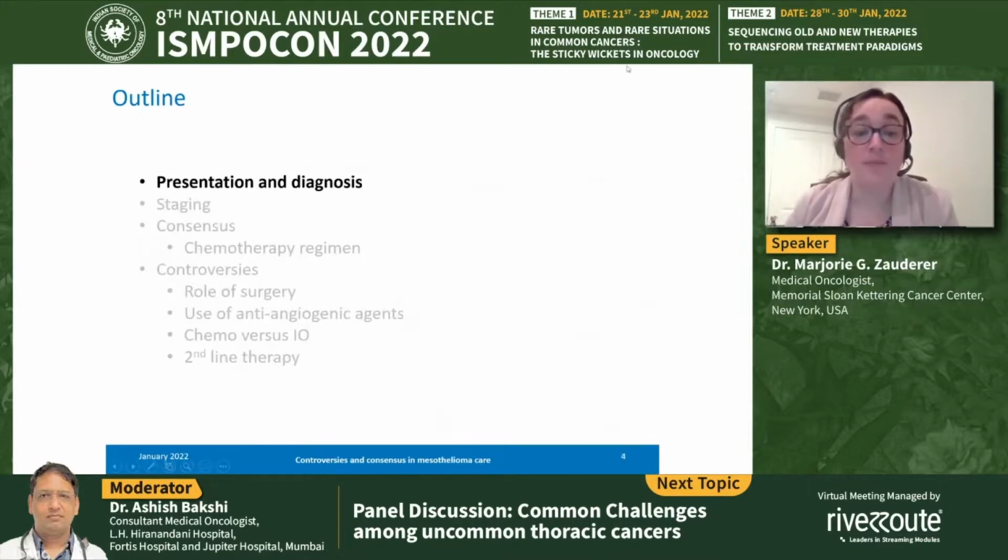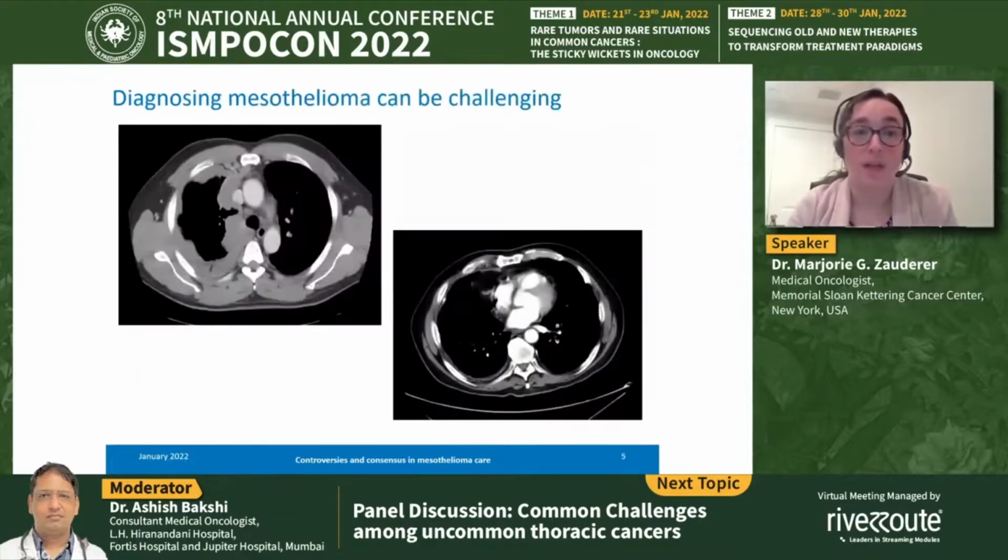First, let's briefly review the presentation and diagnosis of pleural mesothelioma. As you know, most patients present with a recurrent ipsilateral pleural effusion. Often cytology of this fluid is bland or non-diagnostic. Imaging can also be subtle with minimal pleural thickening, as in the panel on the bottom right, or more dramatic with bulky disease, as in the panel on the upper left.